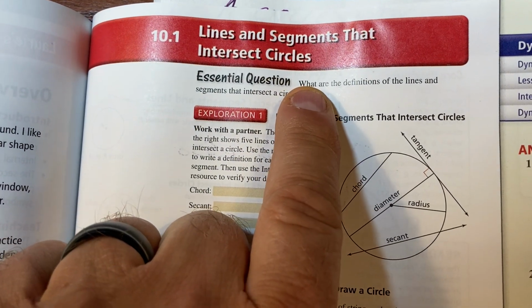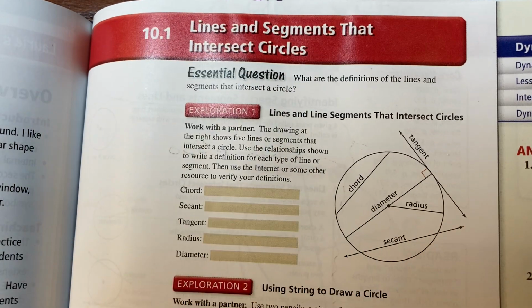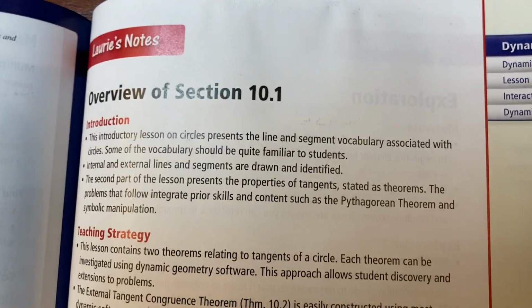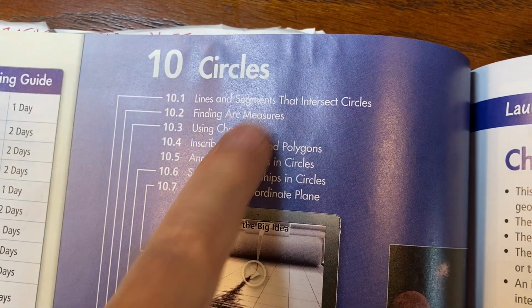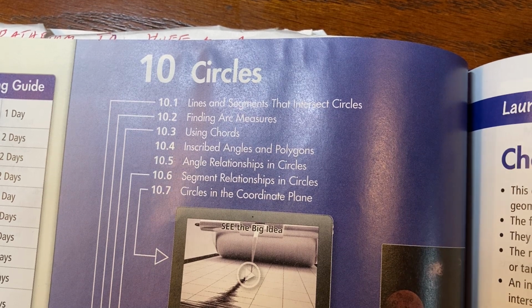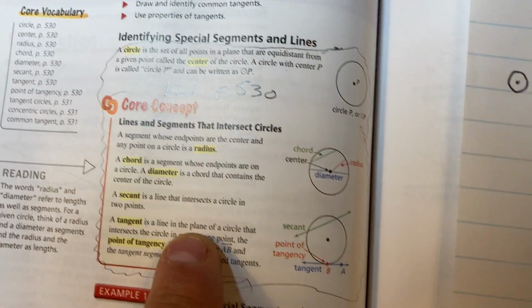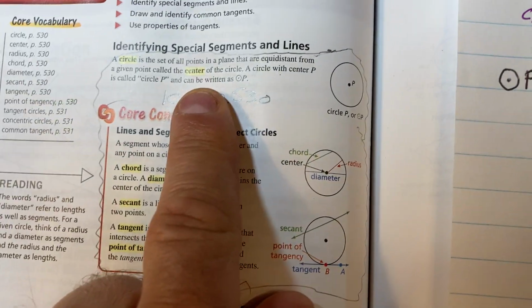Hello, hello, hello! 10.1 Lines and segments that intersect circles. Chapter 10? What? Chapter 10 is on circles. Yep, circles. Chapter 10 in your notebooks.